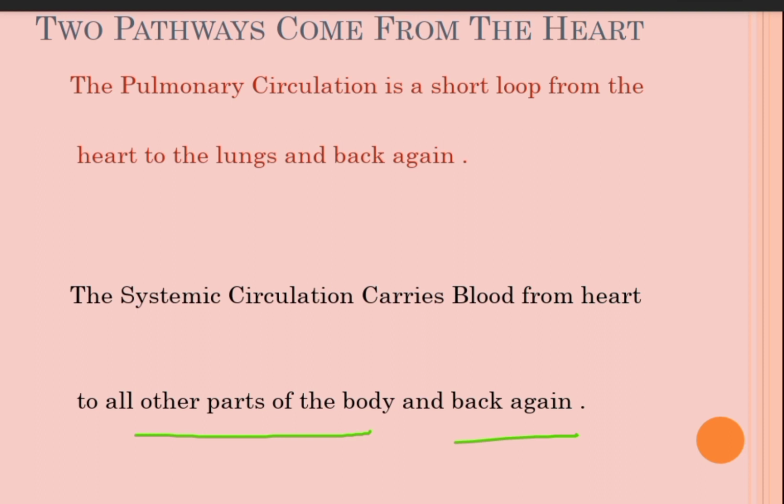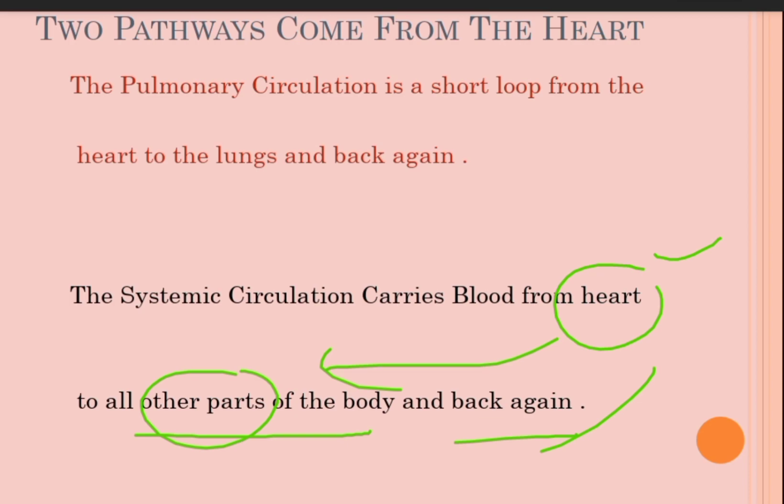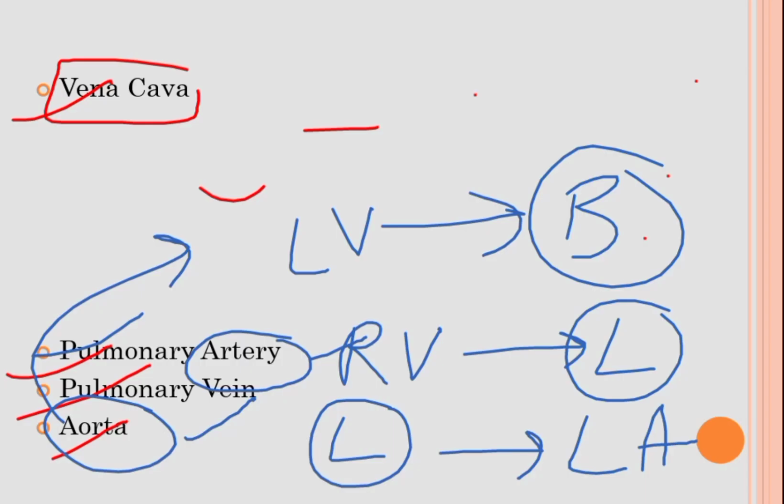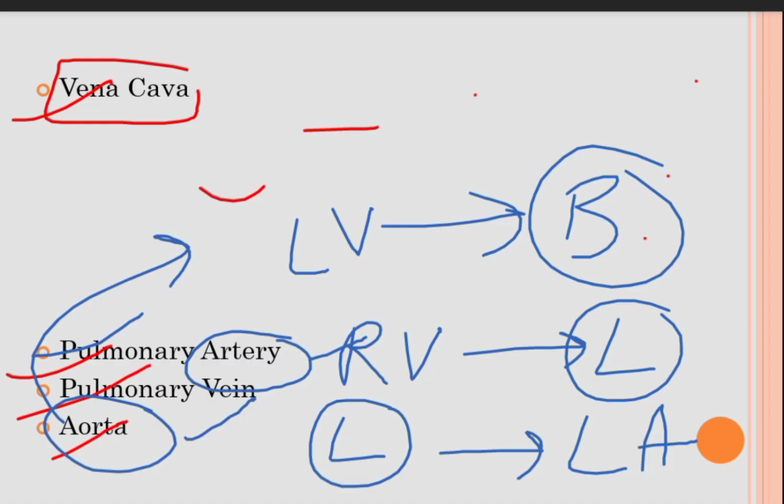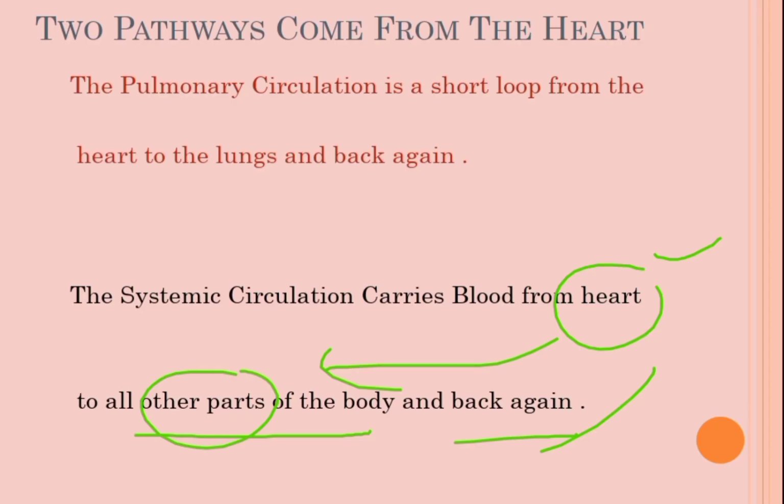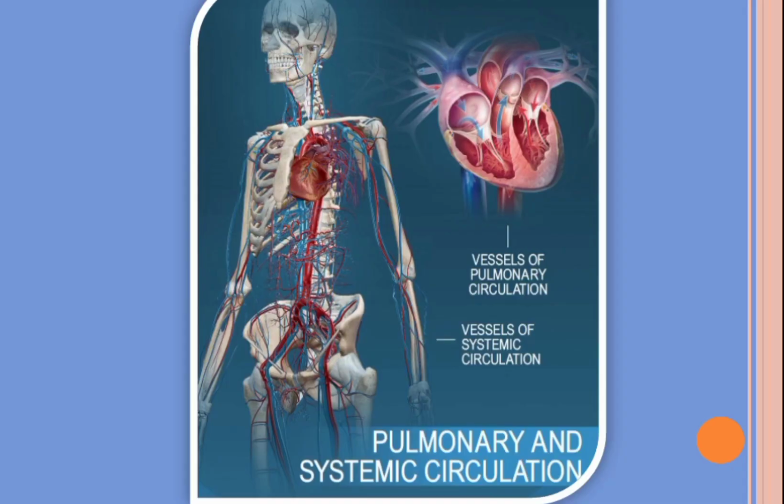Yes, the systemic circulation carries the blood from the heart to all the parts of the body and back again. That means heart to all the parts of the body. Now हार्ट से बॉडी के पास ब्लड जाएगा ऑक्सीजनेटेड, और ऑक्सीजनेटेड ब्लड हार्ट से बॉडी के पास लेकर जाता है एओर्टा, and back again लेकर कौन आता है? वेना कावास. So that means all the blood vessels we discussed earlier, that is vena cava, pulmonary artery, pulmonary vein and aorta, work in a proper way in pulmonary circulation and systemic circulation.